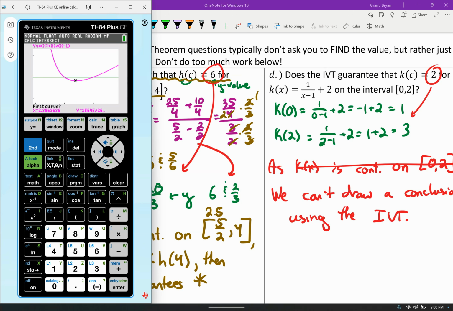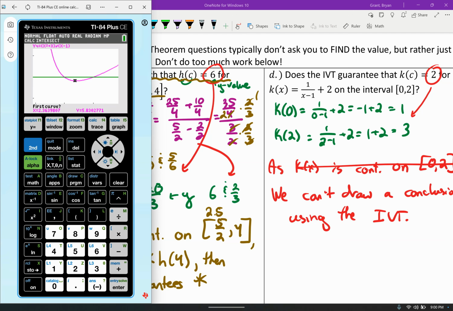Now on intersect, you have left and right options, and you also have up and down options. And you need the up and down if you have more than 2 functions, but I'll show you what happens. Currently, I'm on my pink function, the x squared plus x over x minus 1. If I hit up, it takes me to the green one. Up again is back to pink. If you had lots of functions here, this up and down would take you between all the different functions.